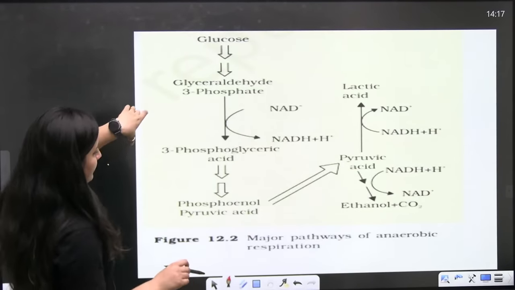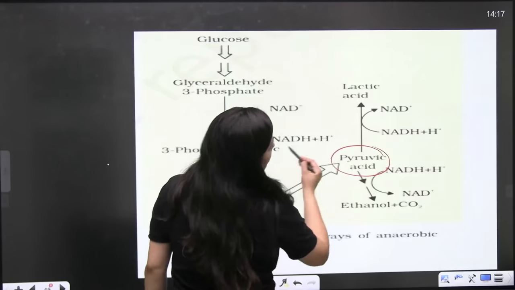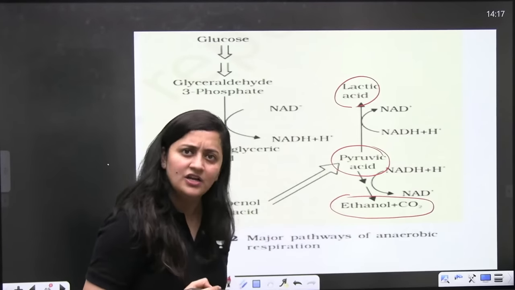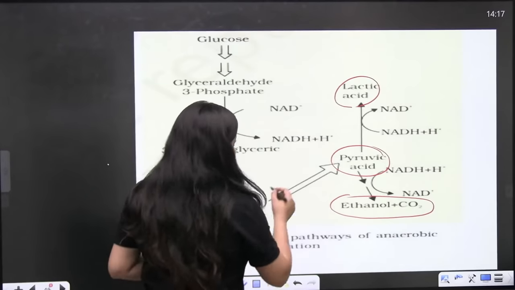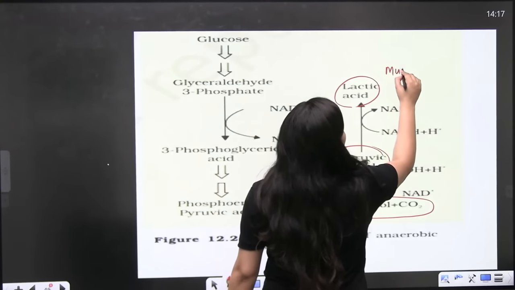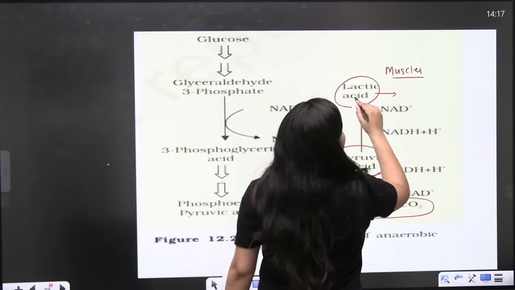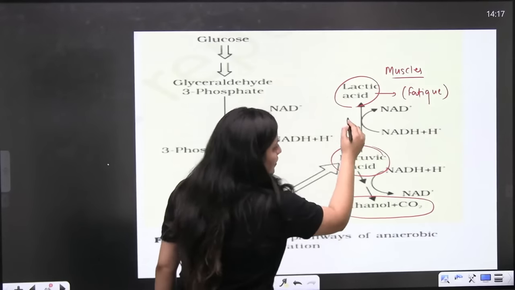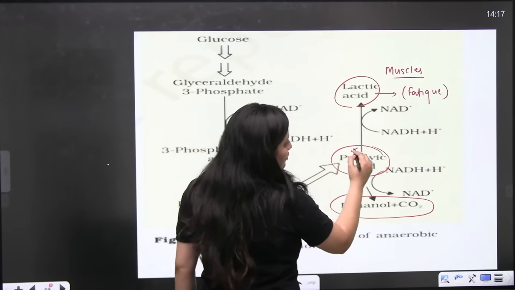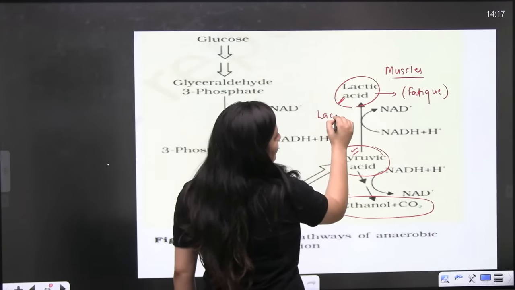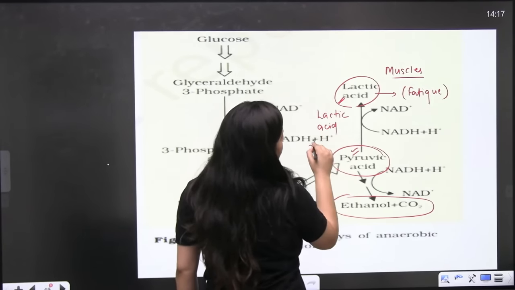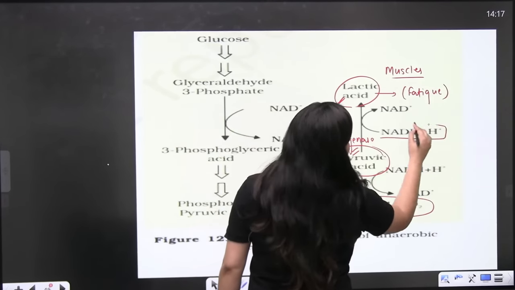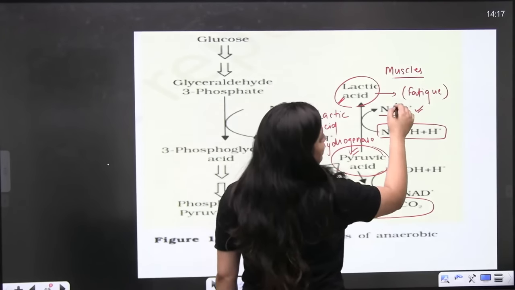Next, you can see the pyruvate. If oxygen is not available, lactic acid fermentation or ethanol plus carbon dioxide formation occurs, which produces very little energy. We discussed that lactic acid formation in the muscles causes fatigue. Now here is one more point. When pyruvic acid is converted to lactic acid with the help of the enzyme lactic acid dehydrogenase, NADH plus H positive is used and oxidized NAD will form.